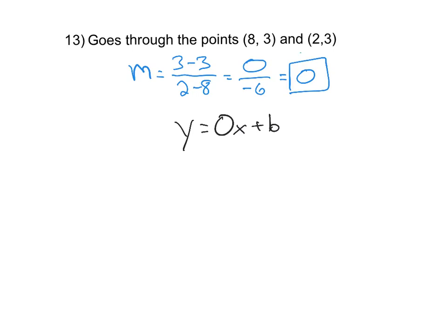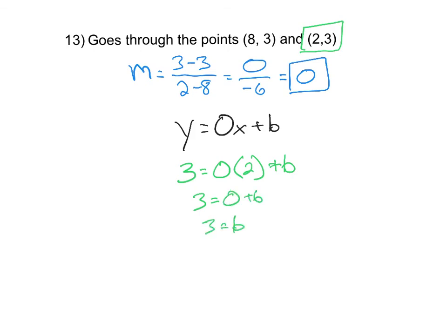Got to get a little help. I'm using the smaller numbers. All right, number 3 is going to go in for the y. 0 times the 2 for the x plus b. 3 equals 0 plus b. 3 equals b. Got my b value. Got my m value. Y equals 0x plus 3.